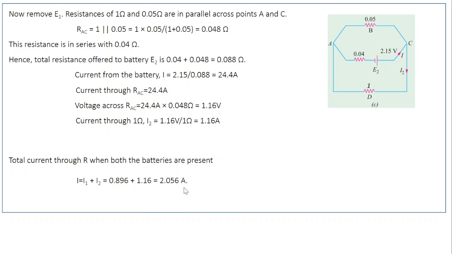So this is how you analyze a network using superposition theorem.